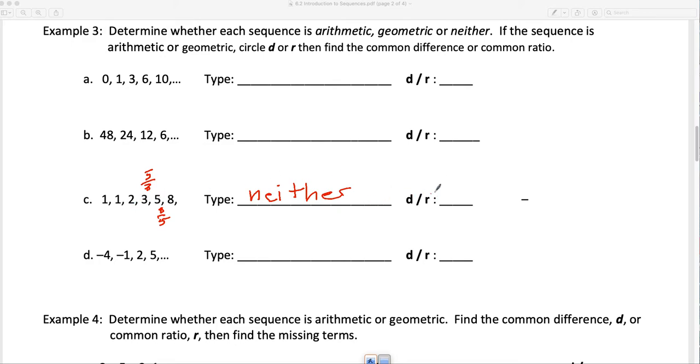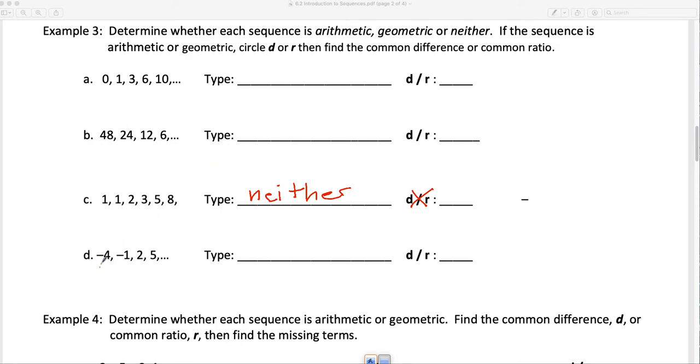What's going on here is, this is a sequence that appears in nature, and it was discovered by an Italian hundreds of years ago. Most math is hundreds of years old. And we've got 1 plus 1 is 2, 1 plus 2 is 3, 2 plus 3 is 5, 3 plus 5 is 8, 5 plus 8 would be 13, would be the next number. So this is definitely a sequence, but it is neither because it's not arithmetic or geometric.